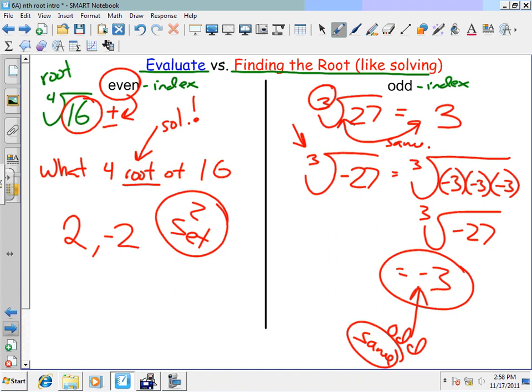So in conclusion here, if you have an even index, you will always have 2 roots, a positive and a negative. If you have an odd index, you're only going to have one root, and it's going to match the sign. Okay, so we'll see those in a couple more examples here.